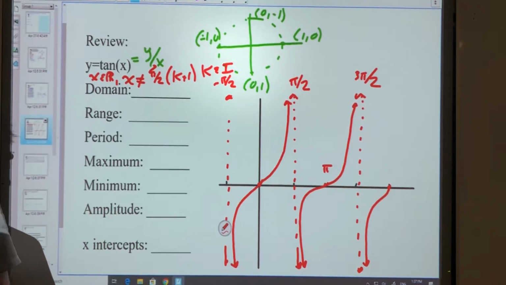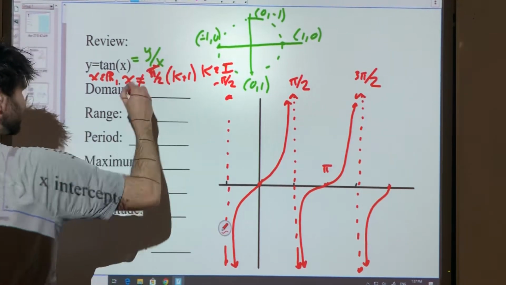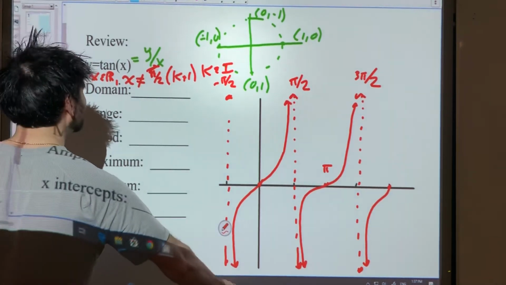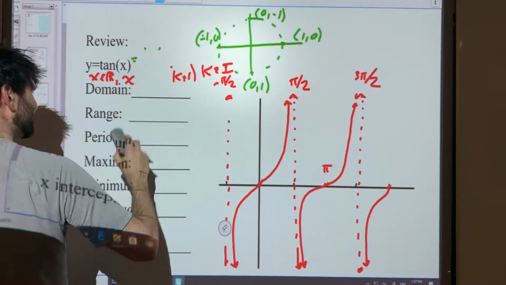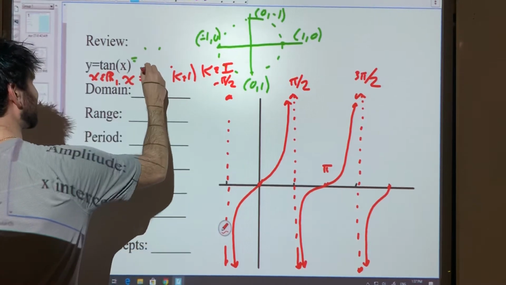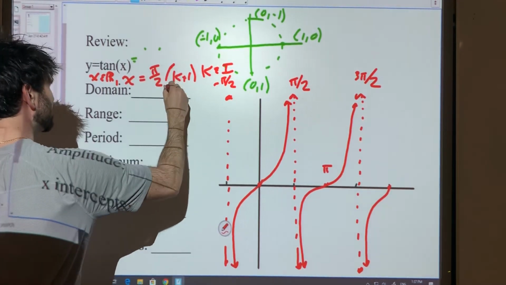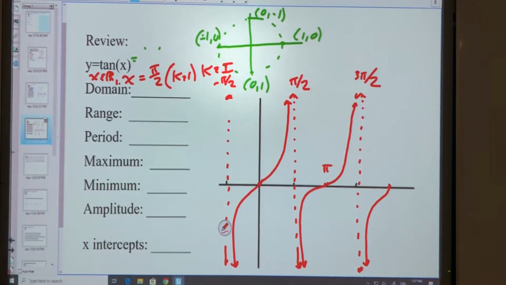That's a pi. That's pi over 2. I don't know how well that came through. Let me try one more time. So it's pi over 2, open bracket. There we go. Okay, that's the domain.